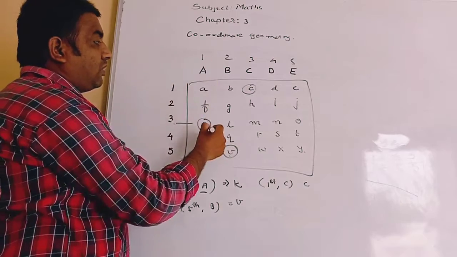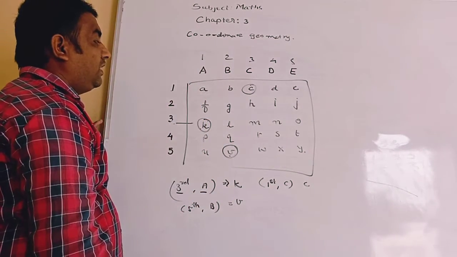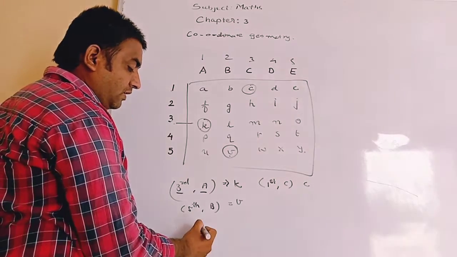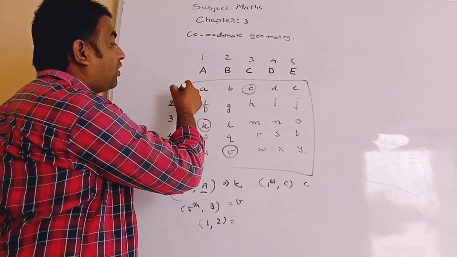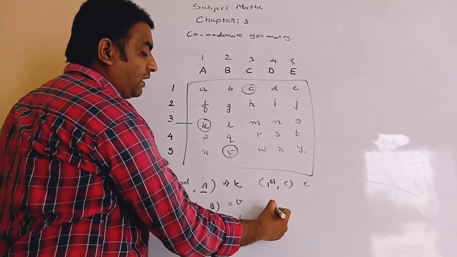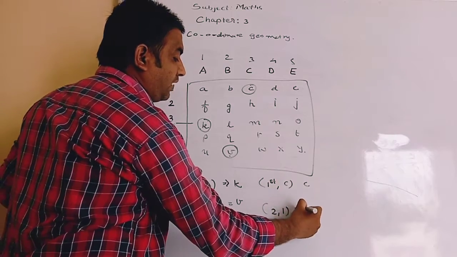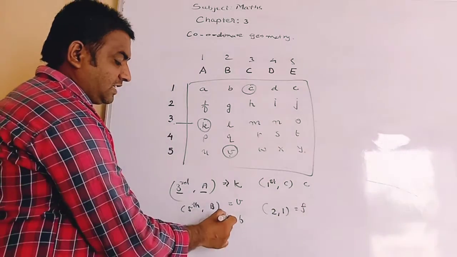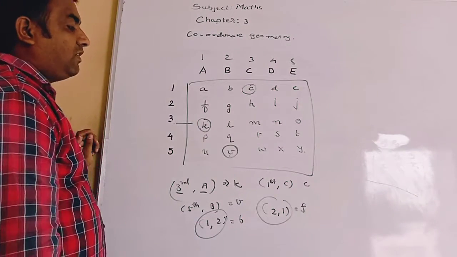First row, first column, that is A, and first column, first row, we can also say A. But if somebody asks for the first row, second column, then it will be the place of B, and if somebody asks for the second row, first column, then it will be the place of F. So we can say that (1, 2) and (2, 1) are not equal.